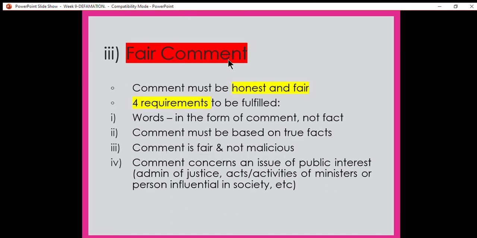Okay, the third defense is fair comment. This includes a comment which is fairly made by the defendant, and this allows the defendant to absolve himself from any liability. However, the comment must be honest and fair. There are four requirements that must be fulfilled by the defendant in order to raise this defense. First, the words must be in the form of a comment and not a fact. Second, the comment must be based on true facts. Third, the comment must be fair and not malicious. And fourth, the comment must concern an issue of public interest. For example, administration of justice, acts or activities of ministers or persons influential in a society, etc.